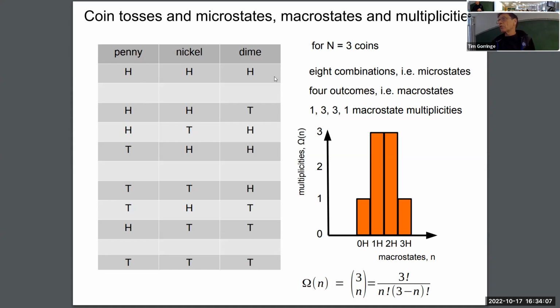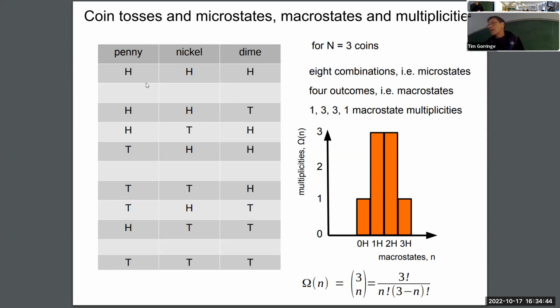So one of them is all heads upstairs here. One of them is all tails downstairs here. And then there's these combinations in the middle. These 3 combinations have 2 heads and 1 tails. And these 3 combinations have 2 tails and one head, if I've made the table properly. So the 8 possible combinations, so the 8 rows of the table, we're going to think of those as kind of the microstates of this system of 3 coins. So those are the microstates.